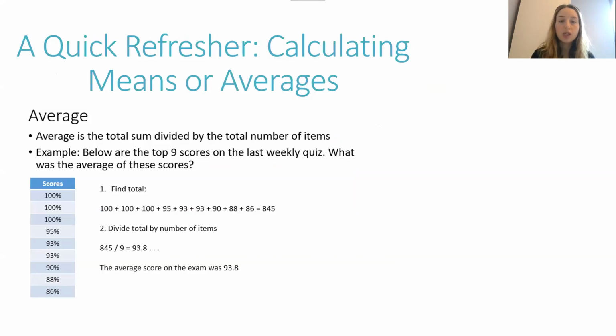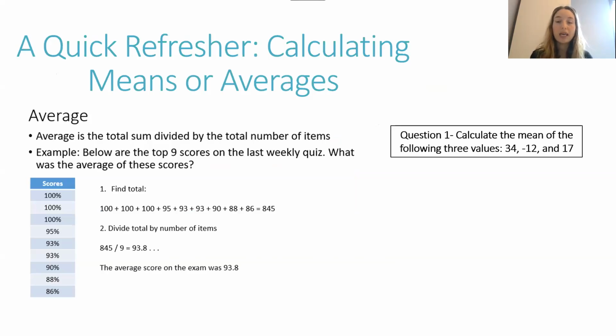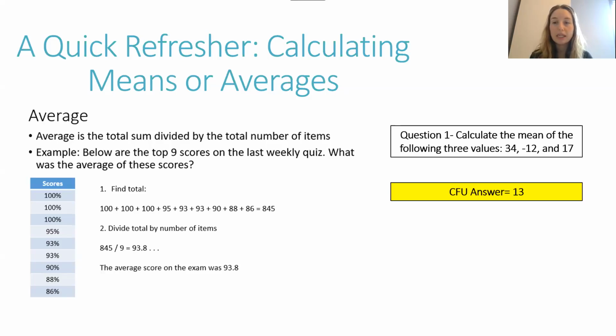So your first question right here is to go ahead and calculate the mean of the following 3 values: 34, -12, and 17. Your teacher's gonna pause the video and you're gonna go into Google Classroom and enter the mean for those 3 values. Go ahead and do that now. And you should have gotten, if you did this correctly, an answer of 13.